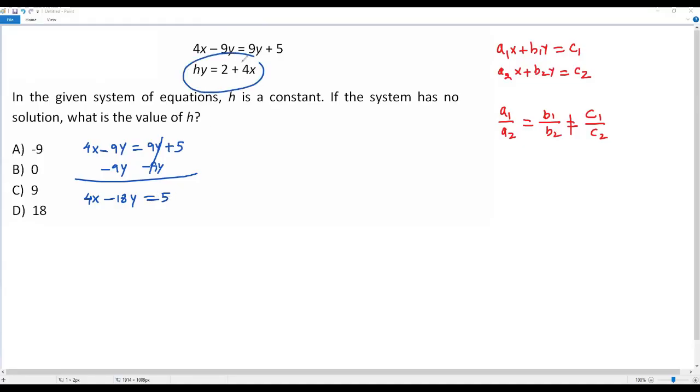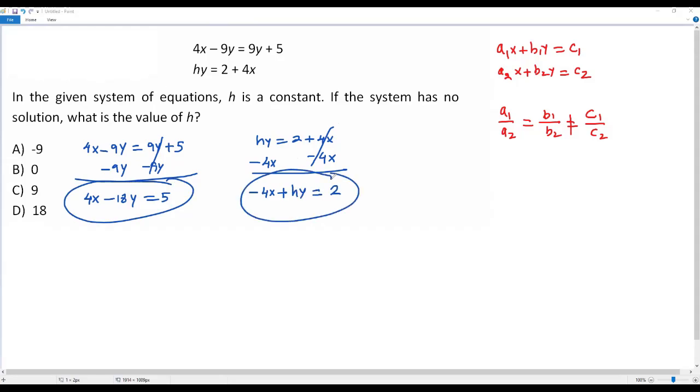Now let me take the second equation, hy equals 2 plus 4x. Here the term which contains x is on the right side of the equation. To get rid of this 4x, I have to subtract 4x from both sides. When I do so, the positive 4x and negative 4x cancel out. I am getting negative 4x plus hy equals 2. Now I have both the equations in standard form.